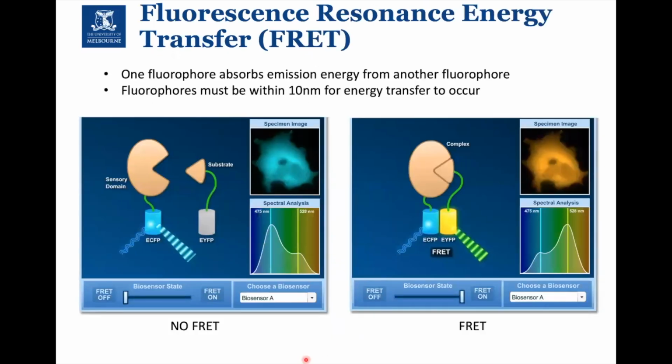I've mentioned FRET a few times, so we've already been through this slide, but just to remind you, we've got two fluorescent proteins, one attached to a sensory domain, one to a substrate in this example. When they're not binding, the CFP molecule will become excited and emits its fluorescence, which we can detect at this wavelength. When these bind and these two molecules come within 10 nanometers, that means that the emission energy, which would have been emitted from the CFP, is now transferred to the YFP, and that causes emission in the YFP channel. So you can see here, YFP channel emission has gone up.